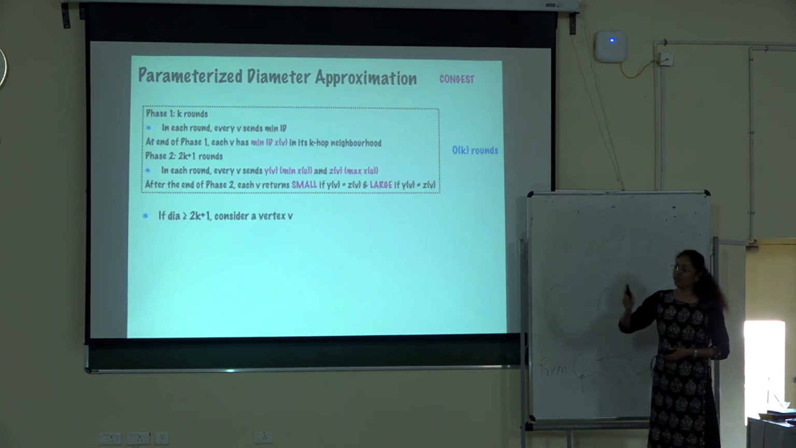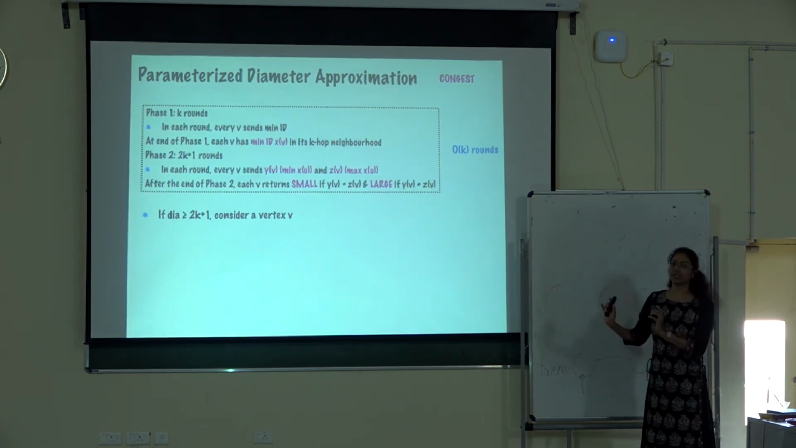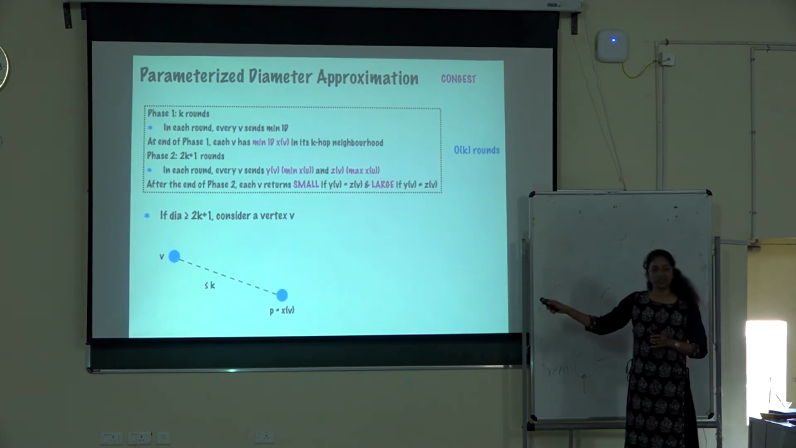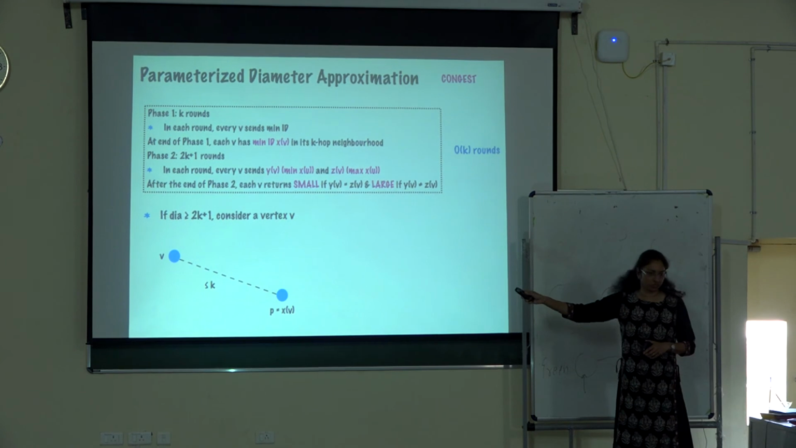So now, suppose the diameter is at least 2k plus 1. Let's consider the vertex V, and let's consider the vertex P, which is xv. P could be V also, it's possible.